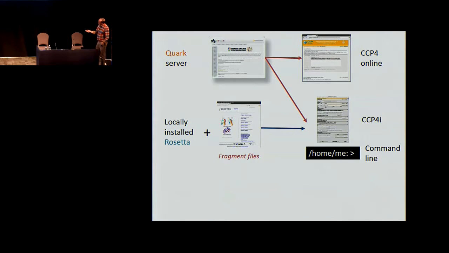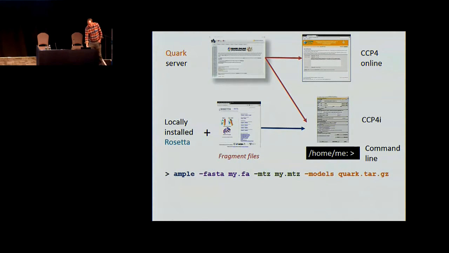If you want to do it locally, then you need to install Rosetta. Quark is not available for local installation. And you also need to get some fragment files, that's the kind of raw material for building your ab initio models, from this Robetta server. With that information, you can use either CCP4i or the command line, not I2 yet, unfortunately, but hopefully that will come soon. And the command line to use a file of Quark models would look like this.